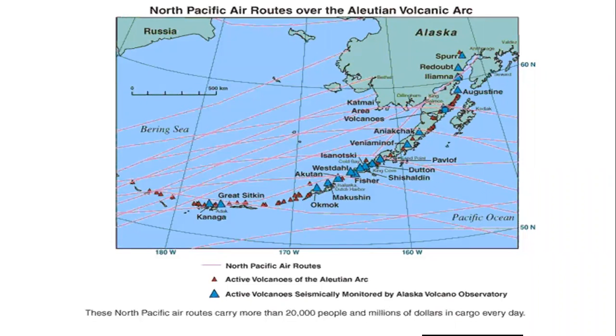Airplanes sometimes must avoid flying over these volcanoes for fear of being caught in an eruption. So here we see the air routes in red of planes going around these volcanoes.